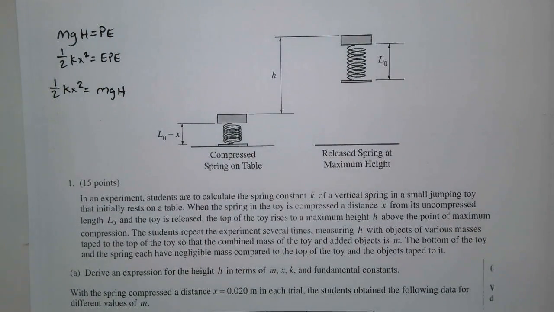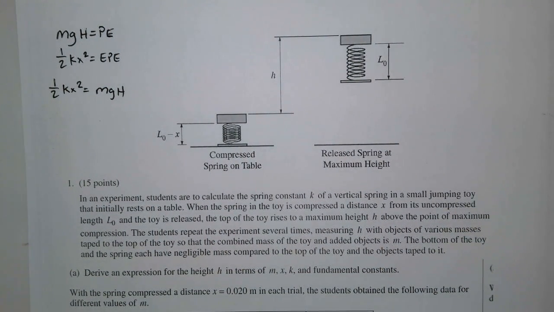So we are going to set 1/2 kx squared, the elastic potential energy, equal to mgh. As you advance in physics, that portion will get slightly easier, I would hope. But a lot of times they actually give you the formulas that you would have to use to derive.